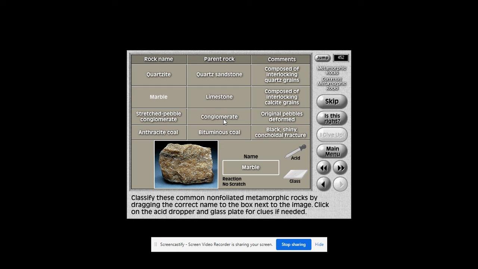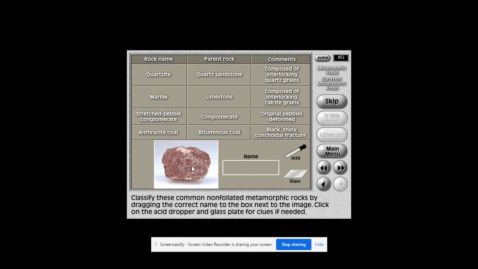We can have a metamorphic conglomerate. I think you're going to see a picture here in a second. This is the metamorphosed sandstone. Let's try the acid. Nothing. This is not made of calcium carbonate. Scratch on glass. Yep, scratches the glass. We know it's made of quartz. Well, it's like a little mini lab here, a virtual lab.